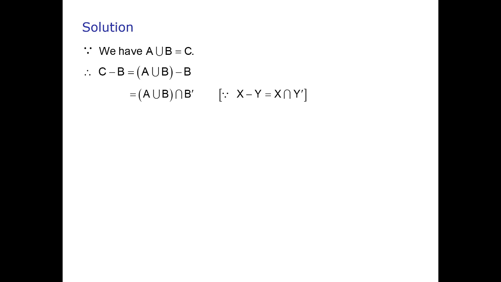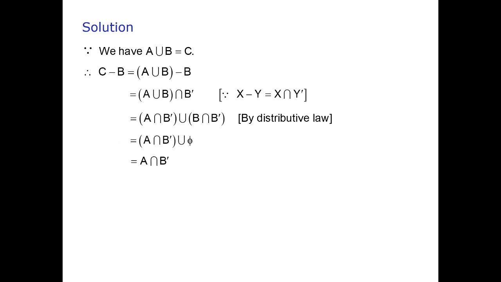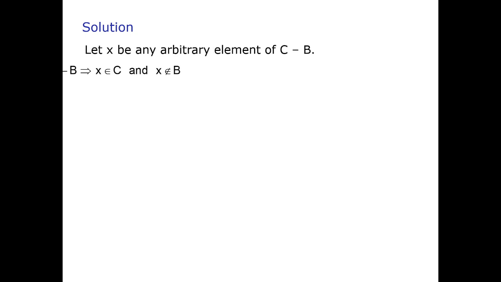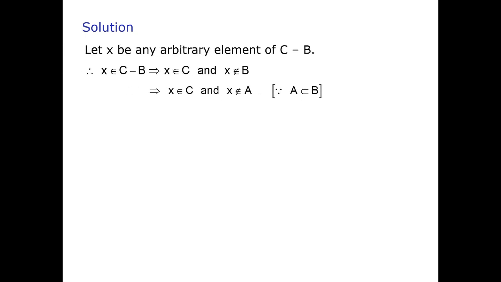Now see, A union B minus B, and what is that? X intersection Y complement, so it's something like this. Now use the distributive law. Now this is A minus B, and A intersection B is phi, so therefore it is equal to A. So it is indeed a good question. Again, it is a question that we already discussed. X belongs to C, X is not a member of B, A is a subset of B, X is not a member of A, and so hence proved.